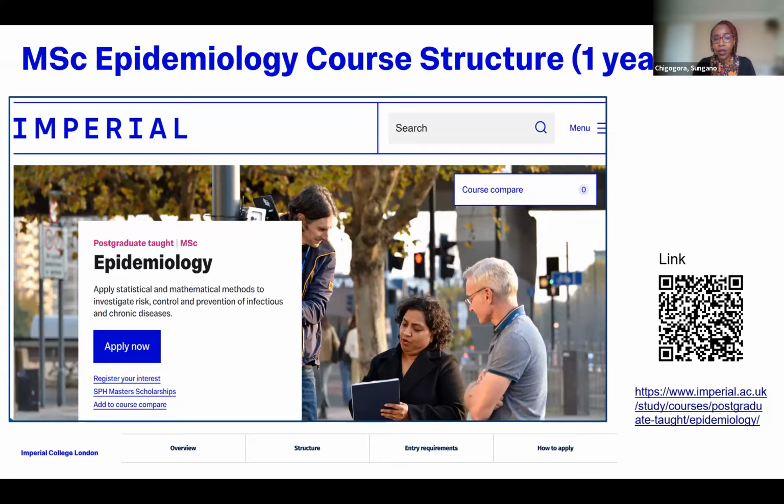I'm going to give you detail on the course, which is taught by researchers and academics that come from the School of Public Health. And that is important because those are the individuals that are going to be instructing you and also supervising your research projects come end of year.